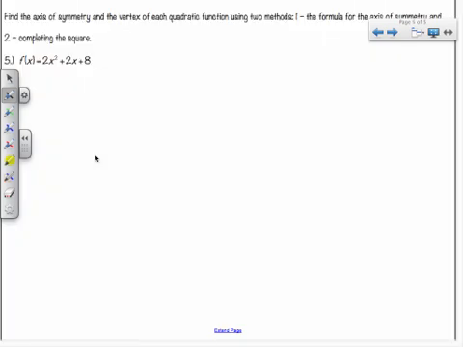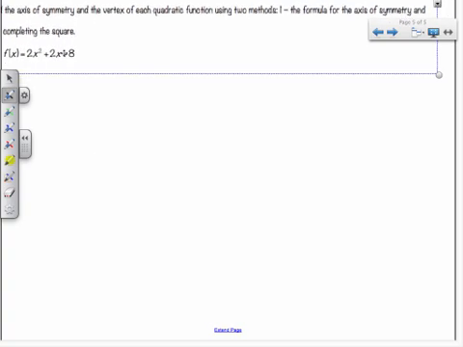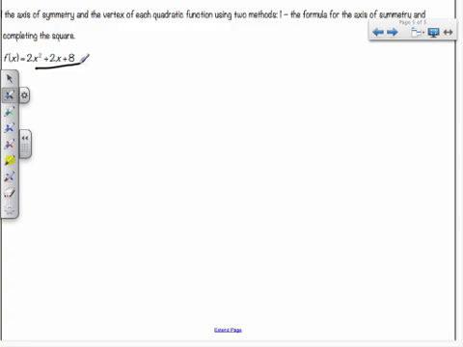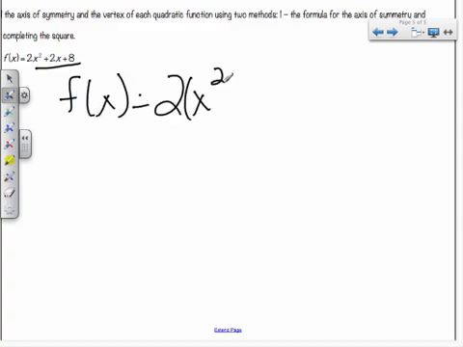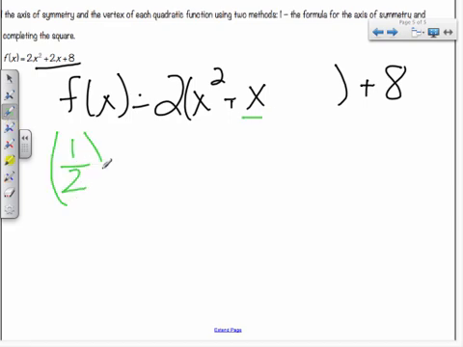Well, because it allows me to put this function in the vertex form, because it ends up being a perfect square plus an additional constant. So just like we've done before, I'm going to factor out the 2 for my first 2 terms, for the 2x squared plus the bx, and then I'm going to keep the 8 on the outside. All right, then I'm just going to take my b value right here, cut it in half, and square it. So I end up getting 1/4 right here.